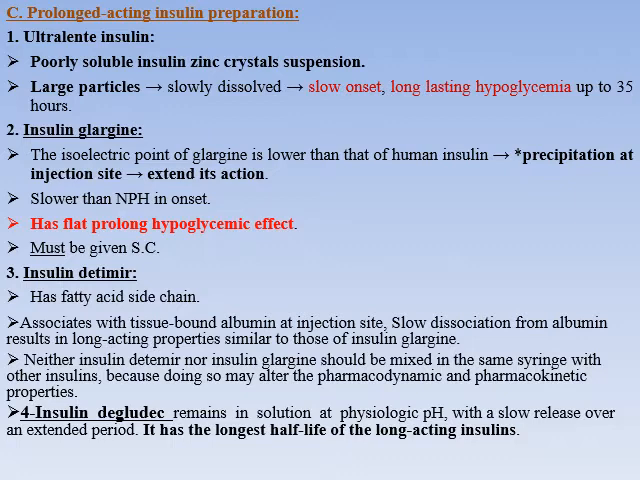Insulin detemir has a fatty acid side chain. This characteristic that it has is what gives it a longer duration of action. Because it has a fatty acid side chain, it will associate with tissue albumin, then slowly dissociate from that albumin, so it is also liberated gradually over a long time.